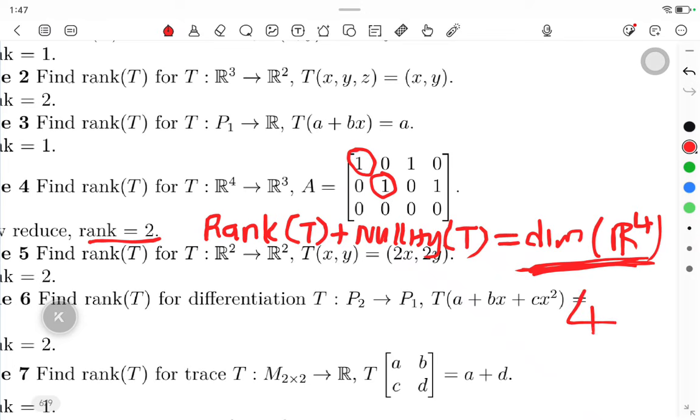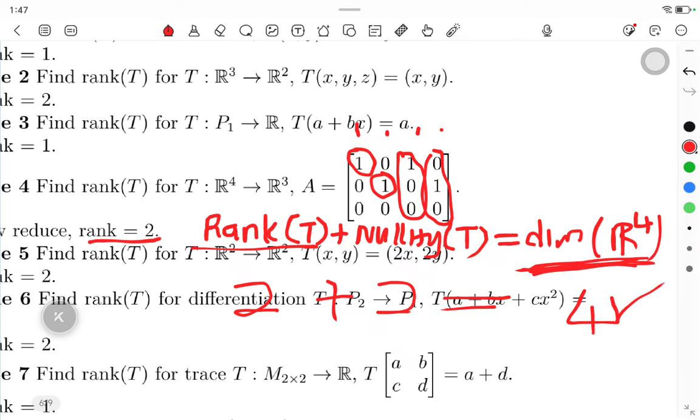So we have 4 columns. You agree? Even without checking this, we have 4 columns: 1, 2, 3, 4. And the rank is 2. How many free variables do we have? 1, 2. These ones don't have leading ones. So it's 2 plus 2, which gives us 4. This is correct. You say right, ne?